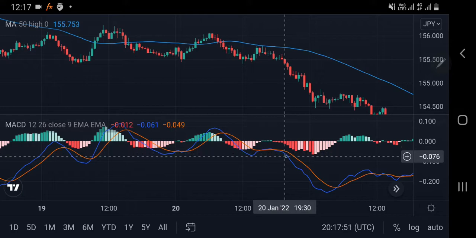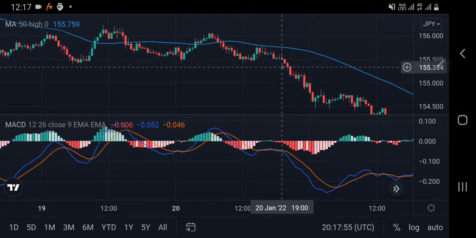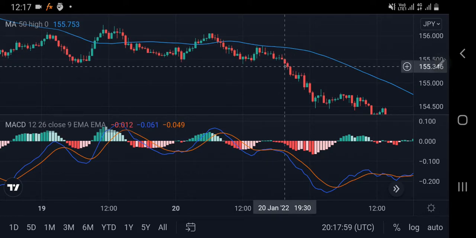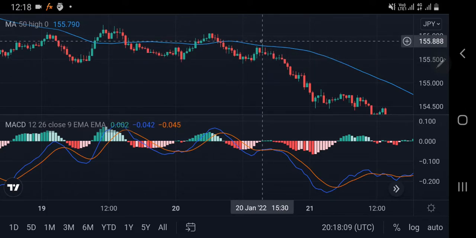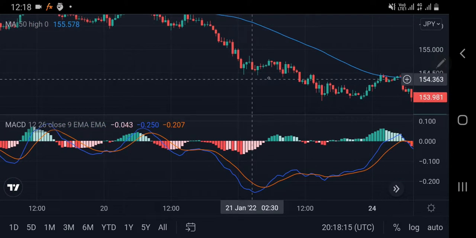Okay, the crossover happens right at this point. We are sure the crossover is already done, so we can jump in on this candle. Our stop loss will be above the previous high, at this point. So let's see, it's again a winning trade.